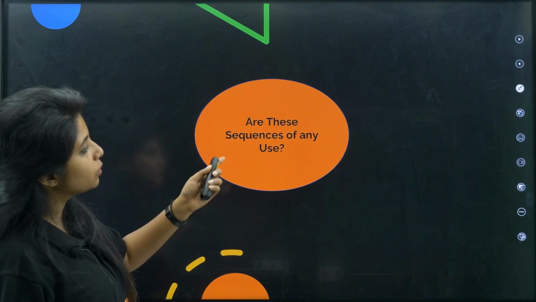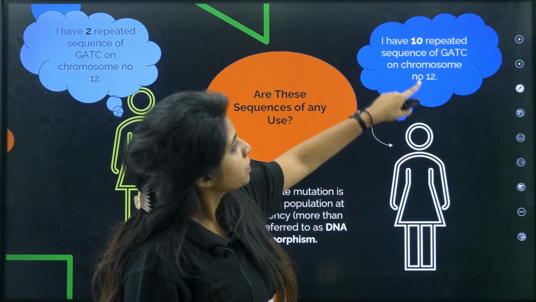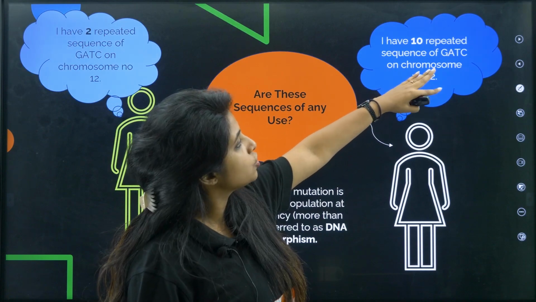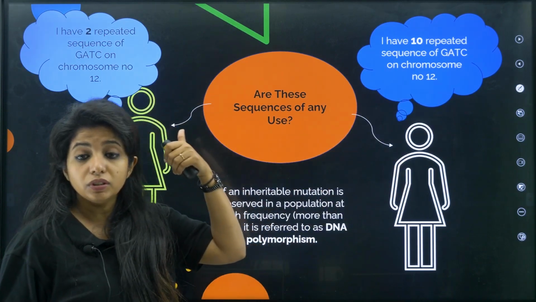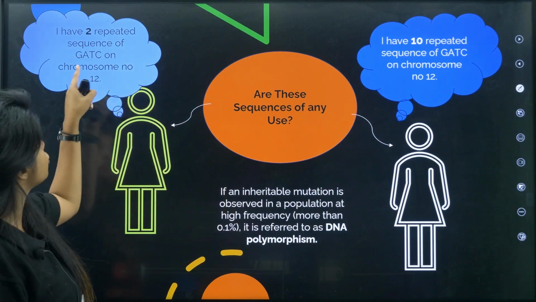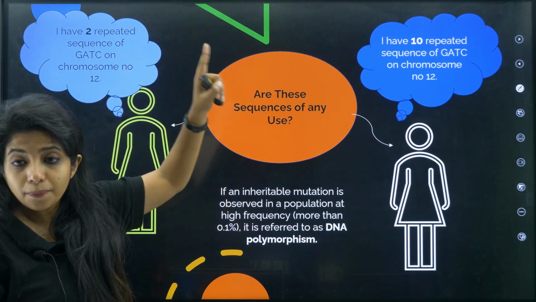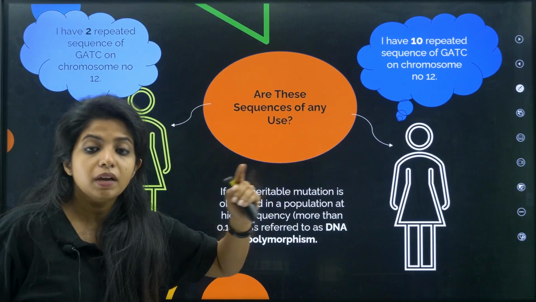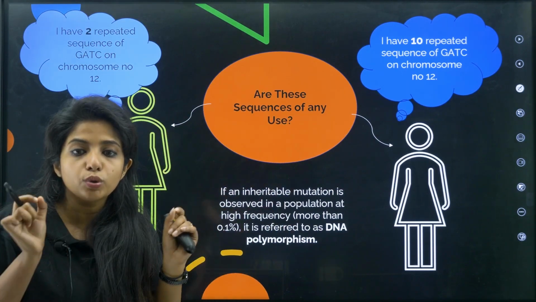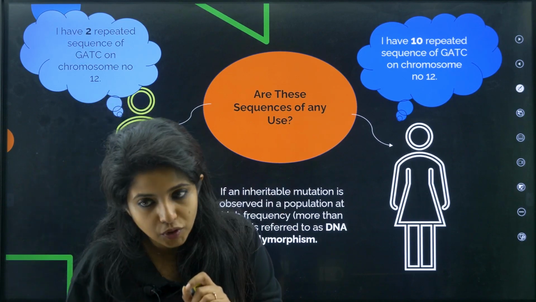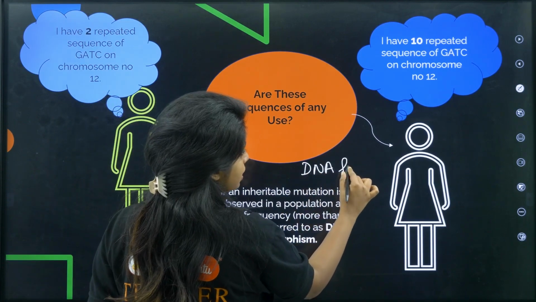Okay, so are these sequences of any use? One is this thing that I was trying to tell you. Over here I have 10 repeated sequences of GATC on chromosome number 12. That is said by one person, whereas the other person says I have 2 repeated sequences of GATC on chromosome number 12. So there is a difference in them, and this difference makes them different in an overall sense, and it will be useful in the process known as DNA fingerprinting, which we are going to study.